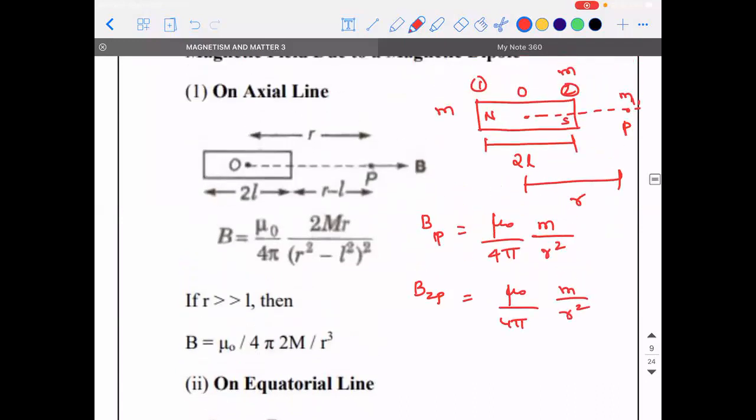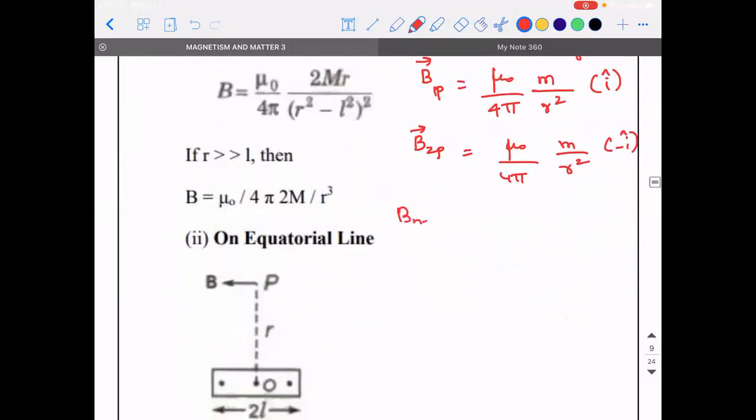Now observe, guys, the magnetic field due to the north pole. At point P, it is as if there is a north pole placed. Though a monopole is not available for a magnet, it is similar to keeping a positive charge at the place, and a positive charge is nothing but a north pole, right? So B1P will be in the direction of i cap, and B2P will be in the direction of minus i cap. So what is going to be the net magnetic field, guys?